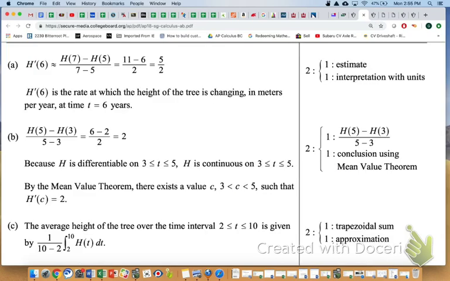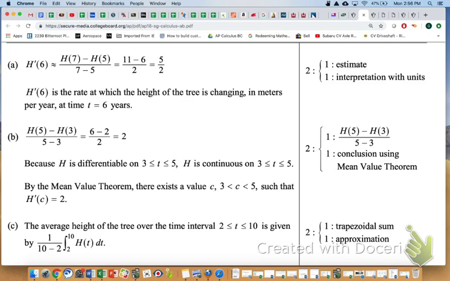Okay, so here are the answers for these. Here's, I think, A and B and a little bit of C. So there's A right there. So if you can't differentiate, that's fine. Just use the slope of the secant line, right? That's what A is all about. So the answer would be 5/2 for that estimate, and then interpreting that to be the rate of change of the tree's height in meters per year at time T equals 6 years.